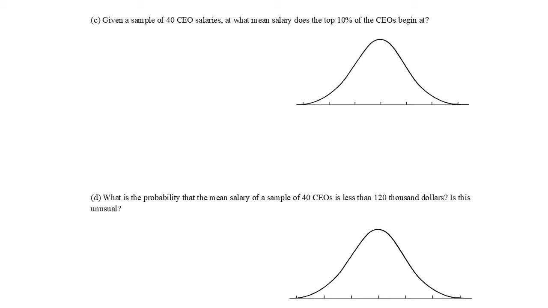Continuing with the example from the previous slide, where we're given a sample of 40 CEO salaries, at what mean salary does the top 10% of the CEOs begin? So in other words, what would be the value of x bar here that would correspond to having an area of 0.10 above it, right? So the top 10% means that you have 10% of the area above it. So here we're going to use the inverse norm, because here we're given the area, where we want an area of 0.10.